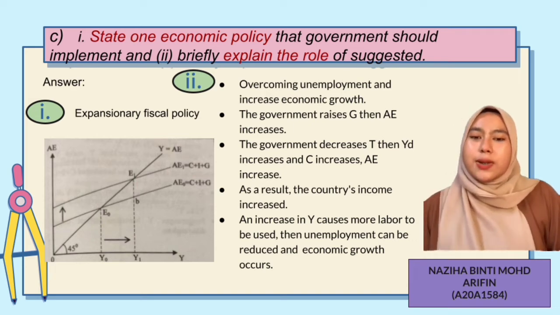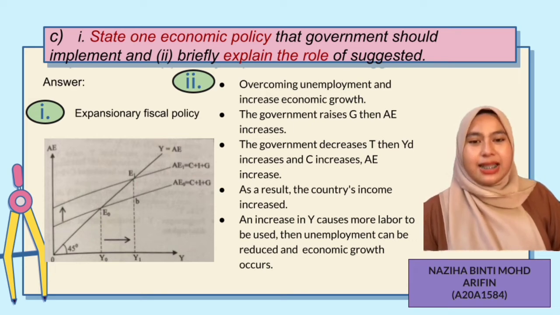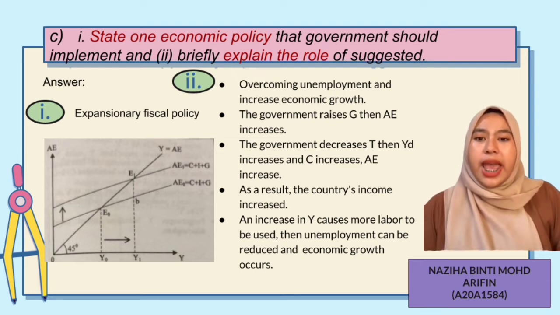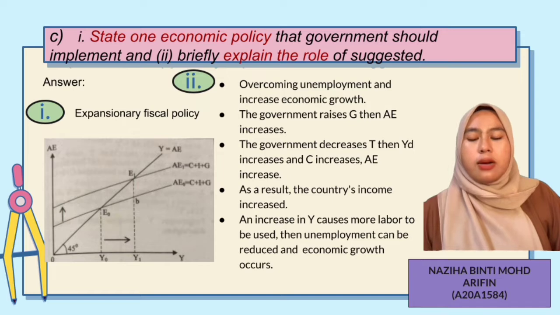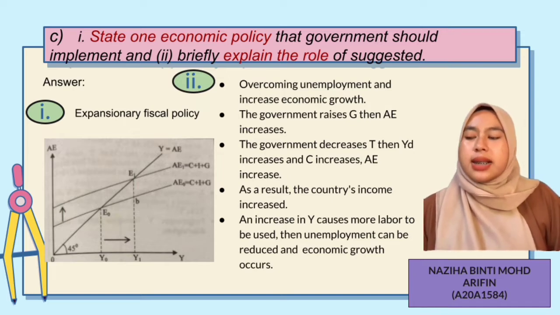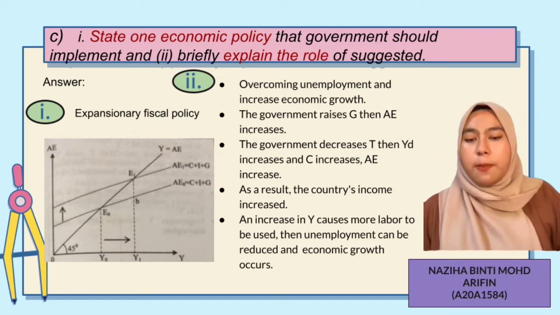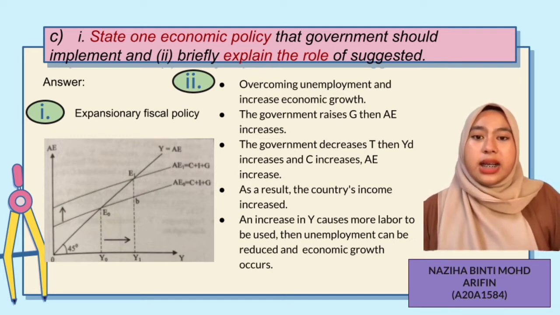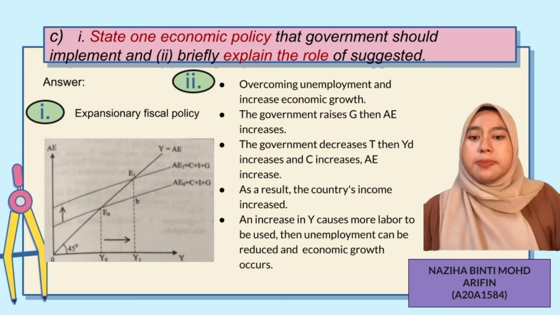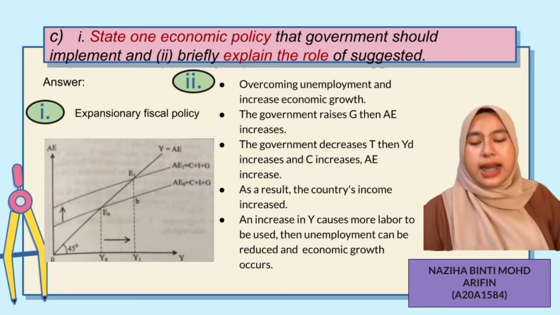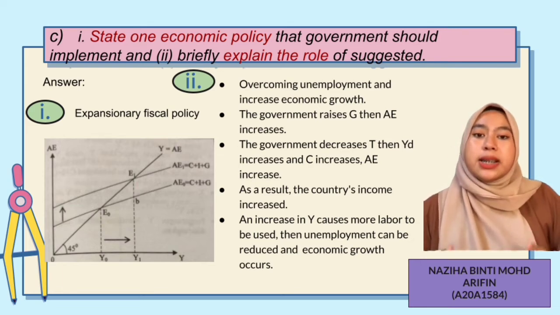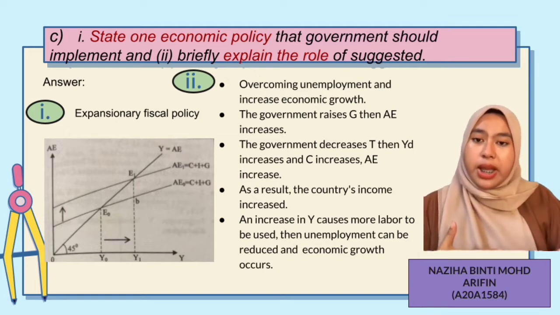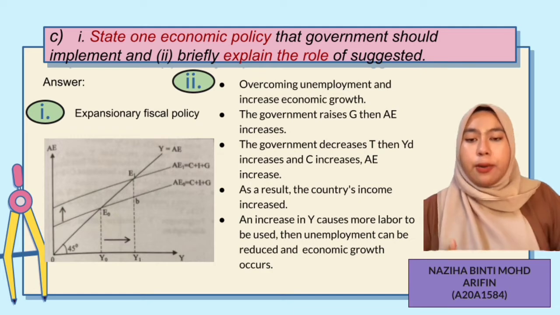I will continue with question C, that is, the economic policy that the government should implement, and briefly explain the role of the suggested policy. So my answer is expansionary fiscal policy. I also state a curve diagram of the process of expansionary fiscal policy for better understanding. Expansionary fiscal policy is used to overcome unemployment and increase economic growth.